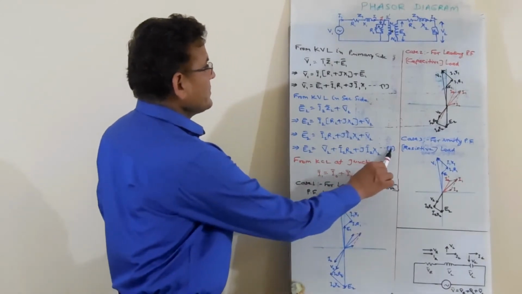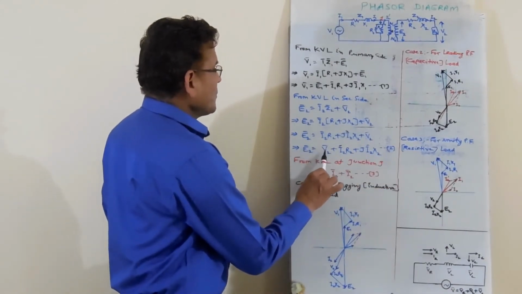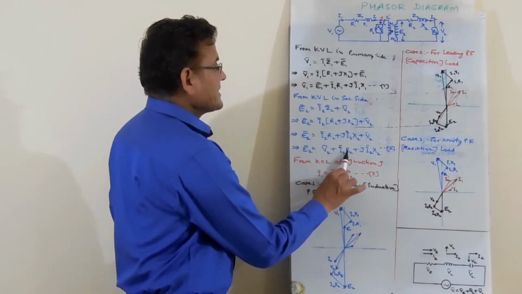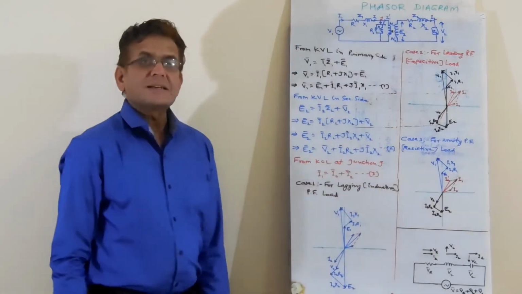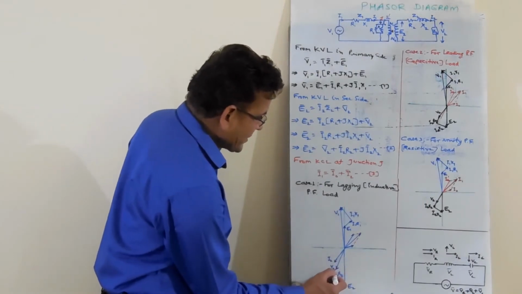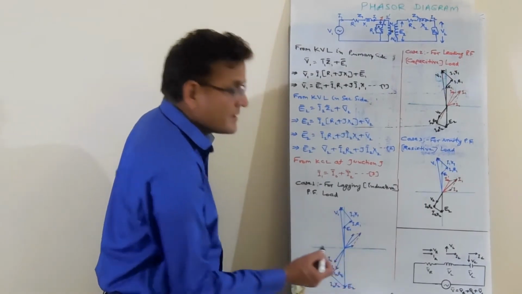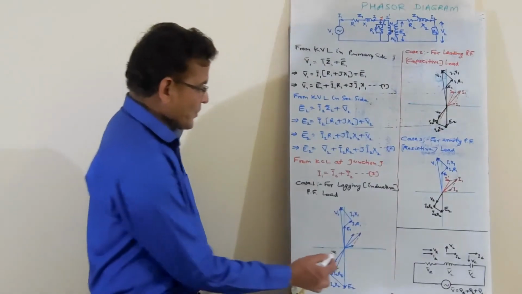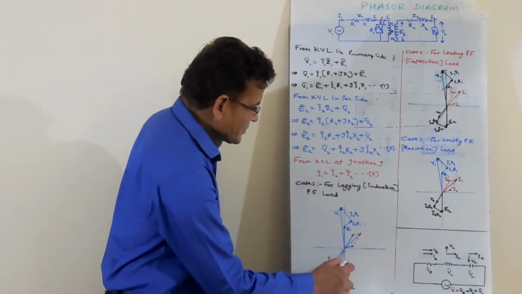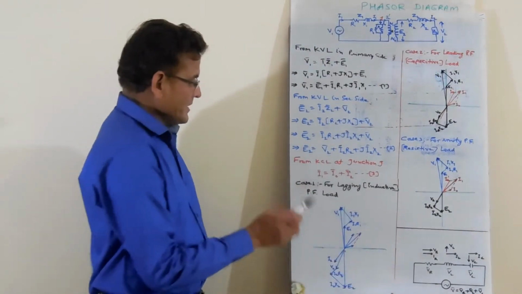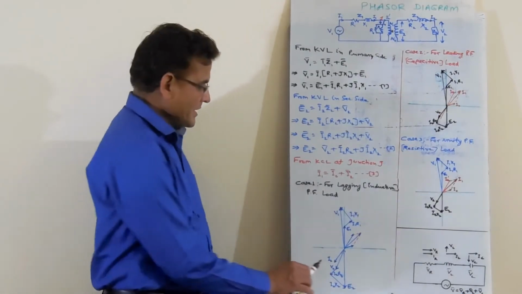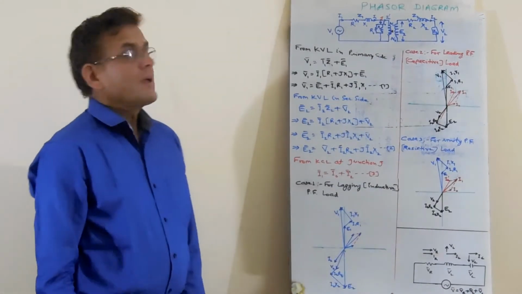Now from equation second, E2 is equal to V2, voltage across load, plus I2 R2, voltage drop in secondary resistance, plus voltage drop in secondary leakage reactance. So V2 plus I2 R2 plus I2 X2, and the vector sum of these three is E2. So this vector is E2. So the vector diagram of single phase transformer at lagging power factor is shown in this figure.